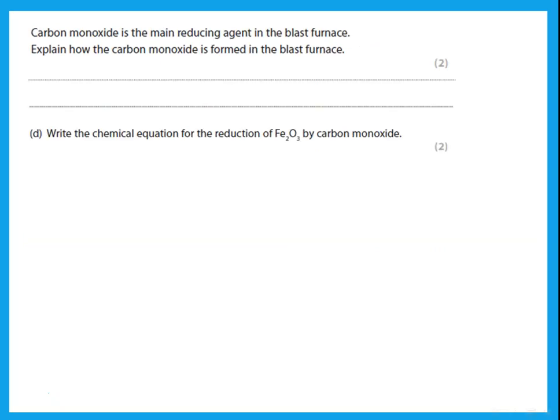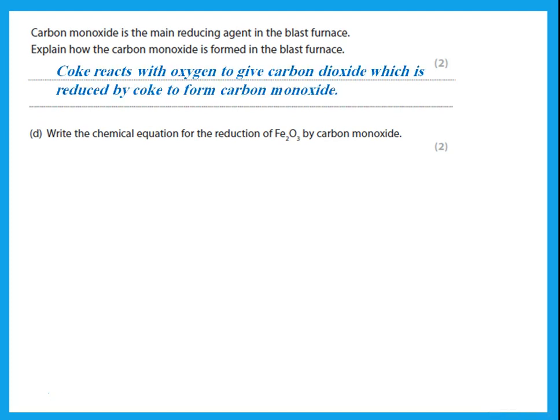Okay, carbon monoxide is the main reducing agent in the blast furnace. Explain how carbon monoxide is formed. Where did we get carbon monoxide from? We said the coke that we put in reacts with oxygen from the air to give carbon dioxide. And then this carbon dioxide is reduced by coke to form carbon monoxide. Right?